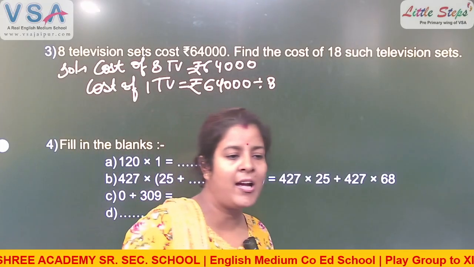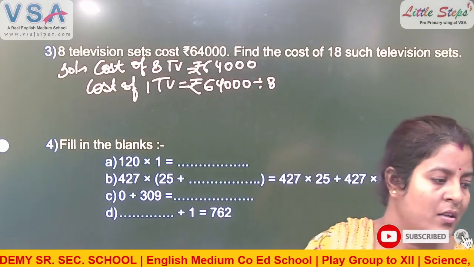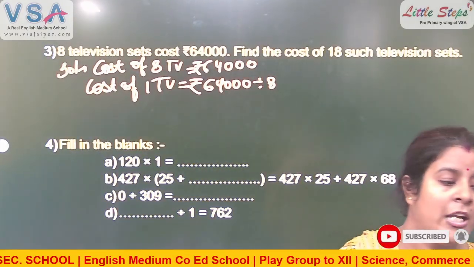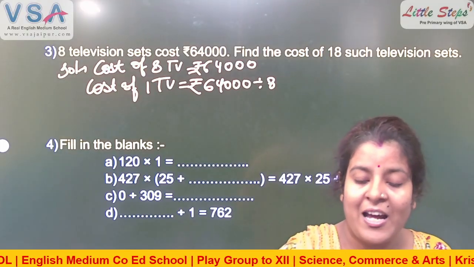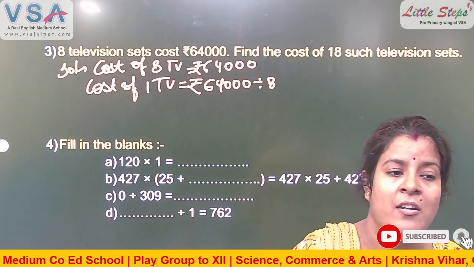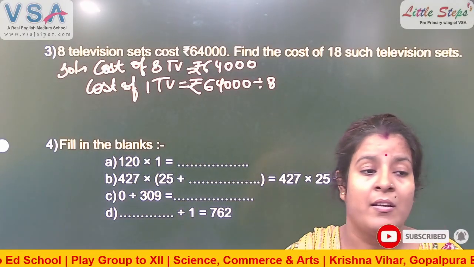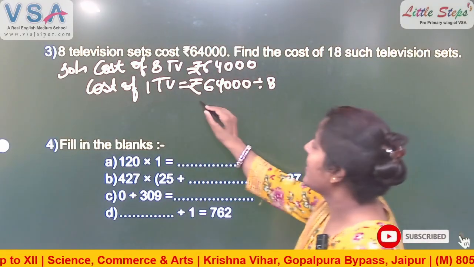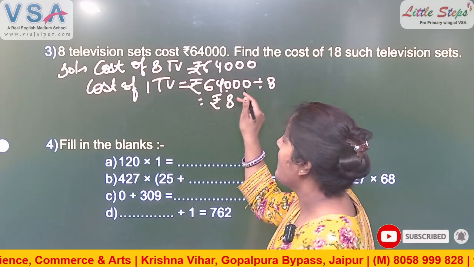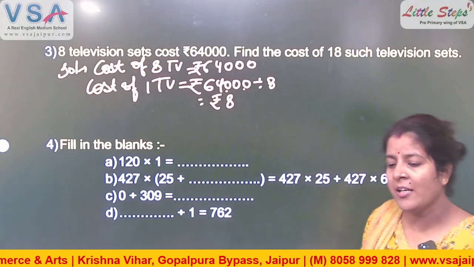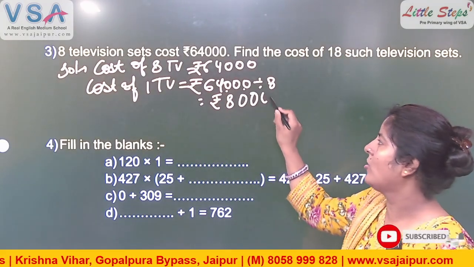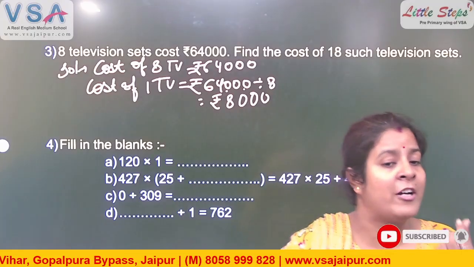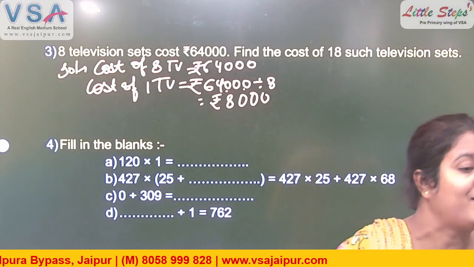8 ones are? 8 twos are? 8 threes are? 8 fours are? 8 fives are? 8 sixes are? 8 sevens are? 8 eights are? 64. And it means how many times? 8 times. And how many zeros are in this number? 3. So we can write the 3 zeros also. Then we get the cost of one TV is 8,000 rupees.